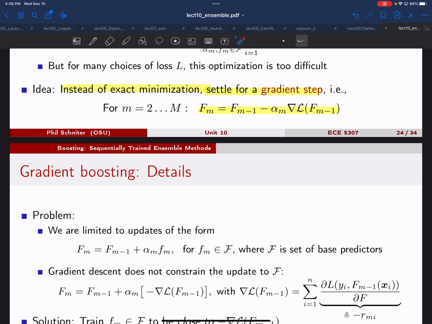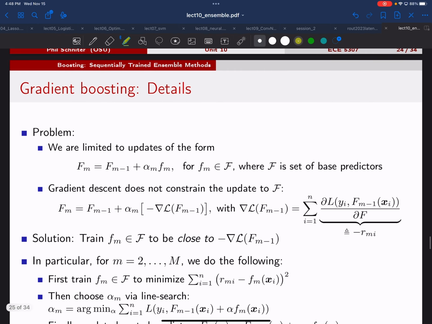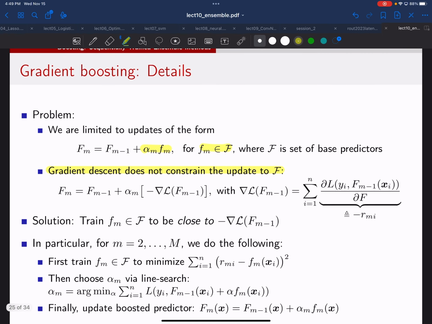It just might not be possible to figure out how to design a tree to actually do this. So that's the big catch now. Gradient descent does not constrain this update to the set of base predictors. So here we have to make a second approximation, and this is the second of the two main approximations for gradient boosting.